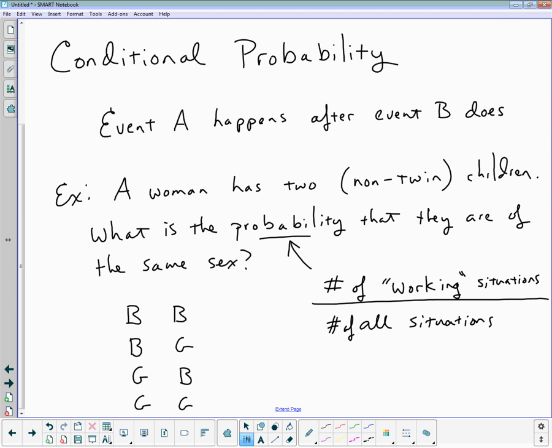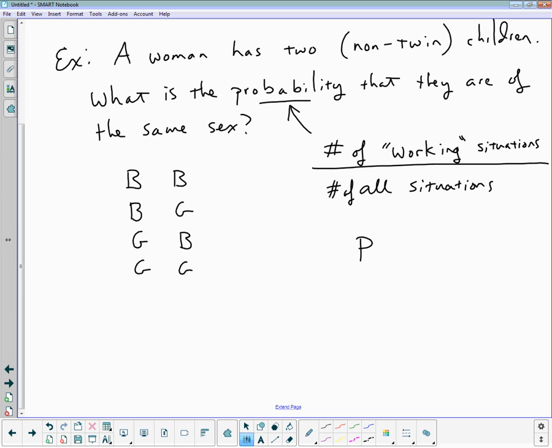Okay, and we write this as probability of some event happening, A. That's how you speak that, the probability of event A. Okay?